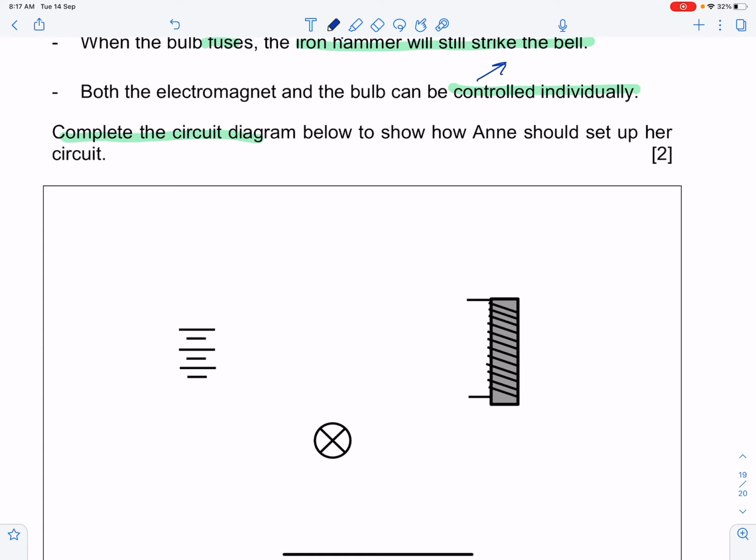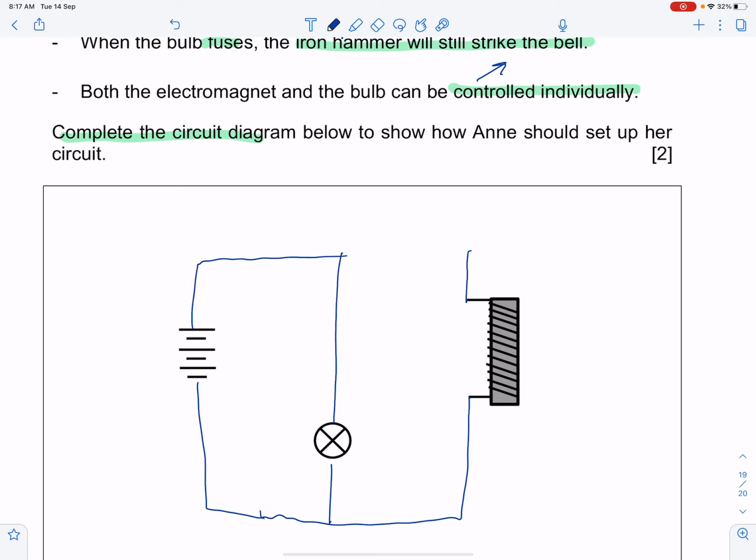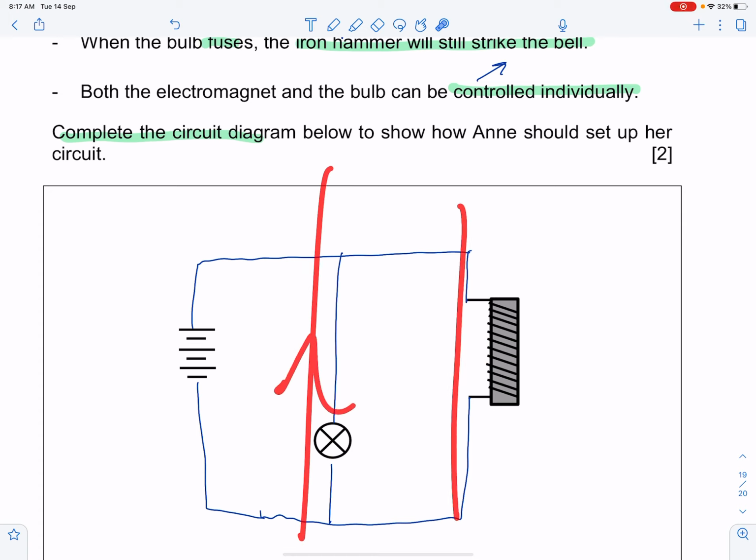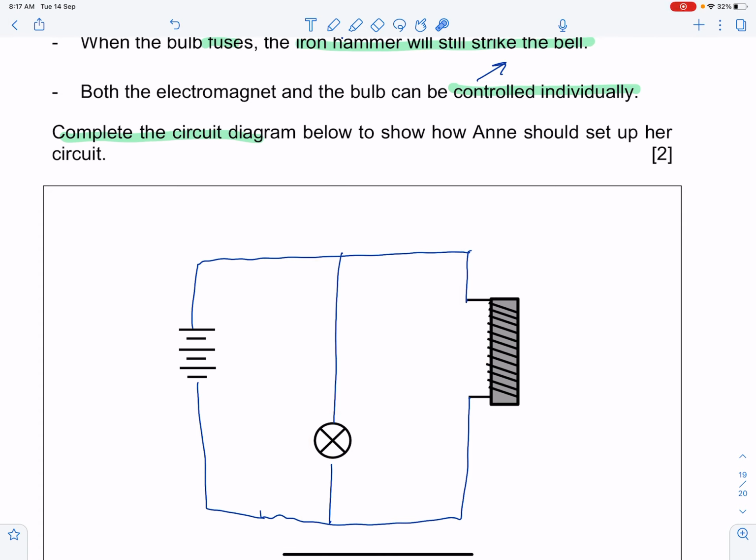So the first thing I know is, okay, these two definitely must be parallel to each other. No other way around it. Okay, this is parallel. This has to be parallel. Can you see now that this is parallel to this? The parallel lines, if you cannot, I draw it out for you. You know what these arrows are? That means these two are parallel lines. Okay? That's it. Then the next thing is, where do I put my switch?